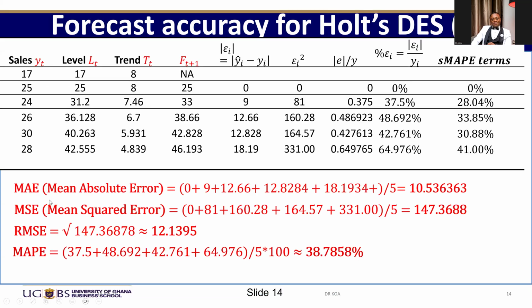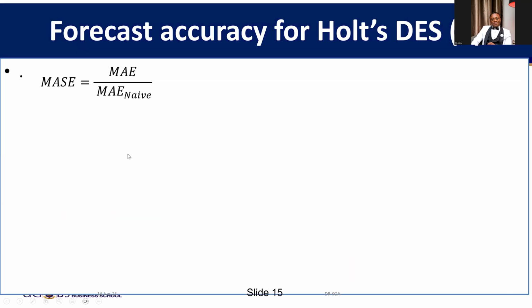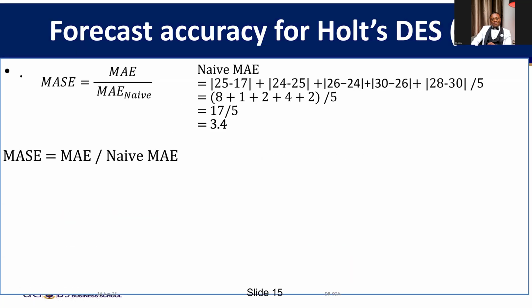And what is the MAE here? What is the value of the mean absolute error here for this Holt? 10.536363. 10.54. So you now take the 10.54 and divide it by the 3.4. That's what I've just done here, and that will give you 3.09. That is the MASE, the mean absolute scaled error. So that's how you calculate all of these errors.